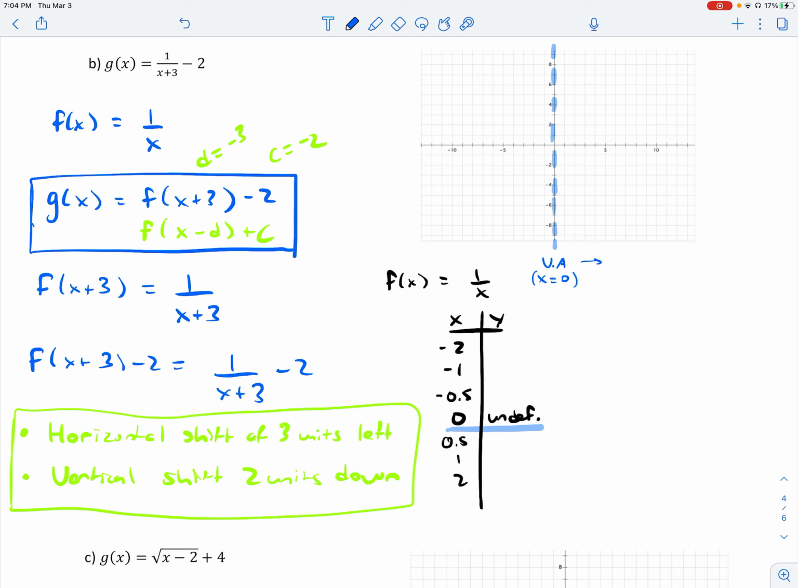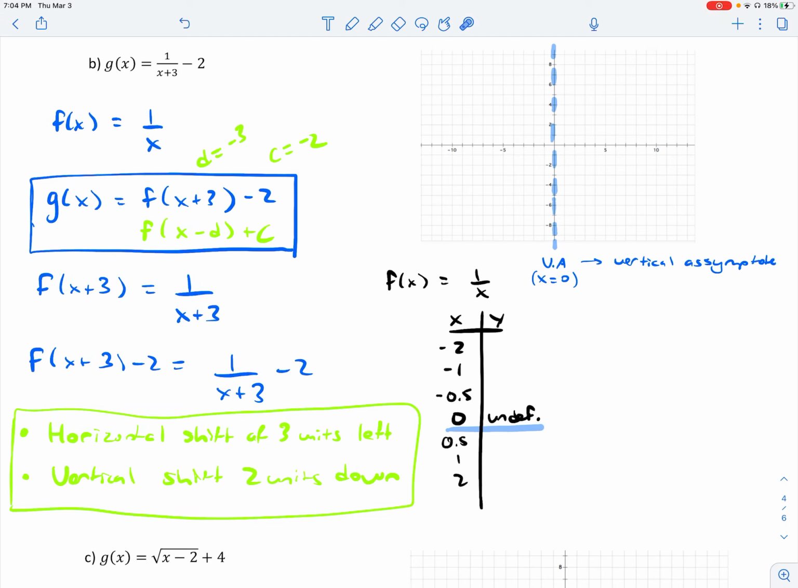So the VA just means it's a vertical asymptote. Okay, that's a boundary line with the graph. The graph basically cannot cross it, and also no points can exist along this line.